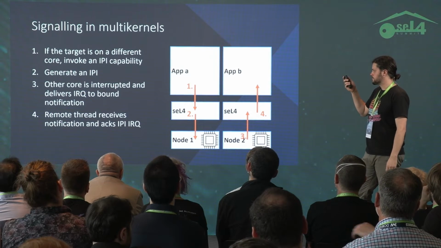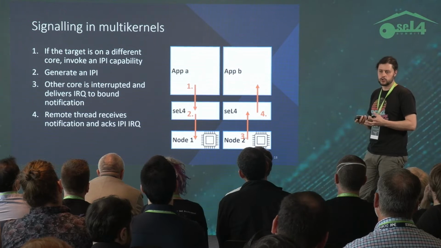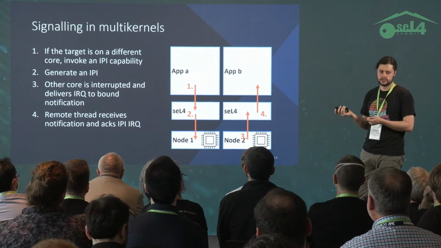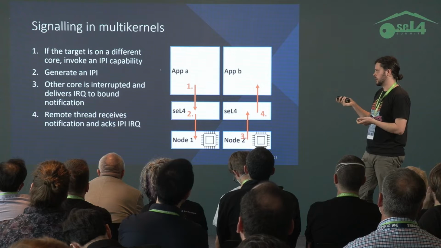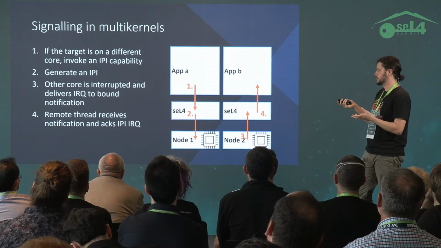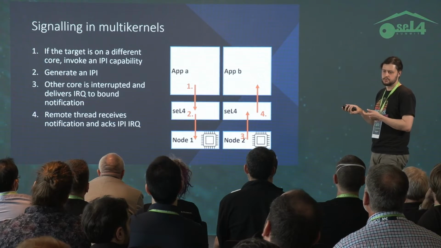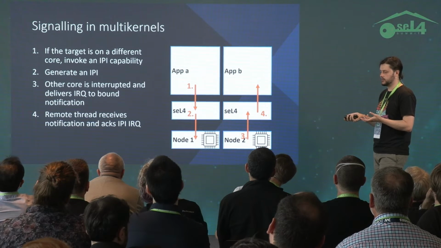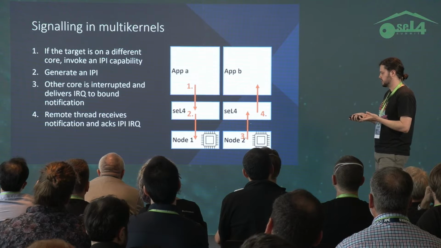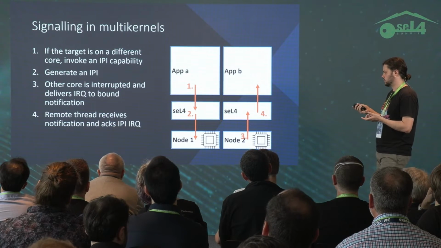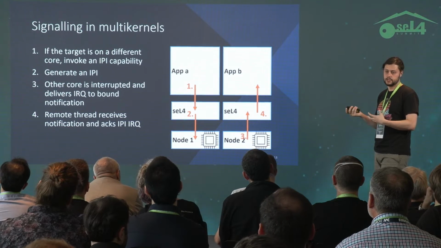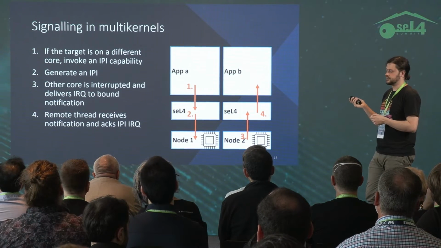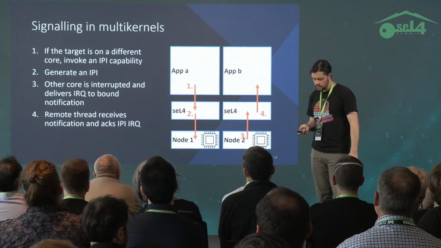The one thing that you would need to change in an existing verified kernel to do cross-core notifications is the introduction of an authority and a kernel mechanism for generating an interprocessor interrupt. What happens when you want to signal a notification in this case is, if it's on a different core, you invoke an IPI capability. The kernel would then, assuming that you had the authority to invoke this interrupt, generate the interrupt using the hardware interrupt controller. The hardware interrupt controller would then deliver the interrupt on the other core. The other core would receive the interrupt, and if that interrupt had been registered with an interrupt handler, the kernel would deliver it as a notification to user level, and you've now, with a few extra steps, sent an interrupt from app A to app B.